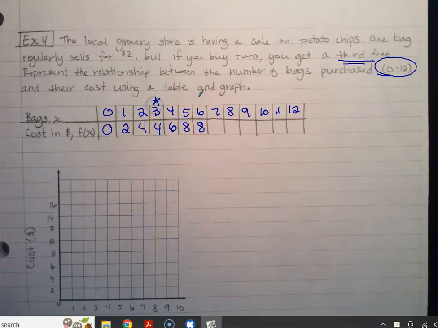So, right, the 3, the 6, what other bags are going to be free? 9 and 12. That might help you remember even, okay? So how much are 7 bags going to be? 10. 8 bags? 12. 9 bags? Heck yeah. 10 bags? 11 bags? 16. 12 bags? Yes. Perfect.